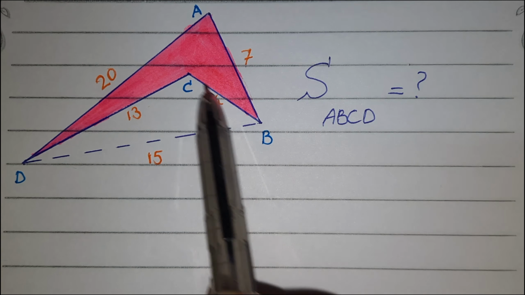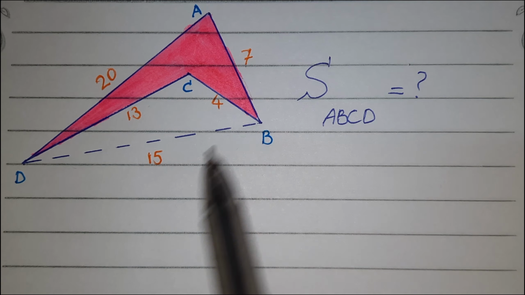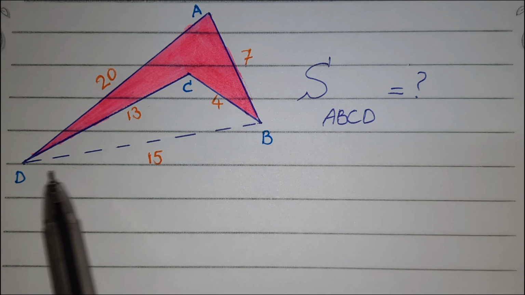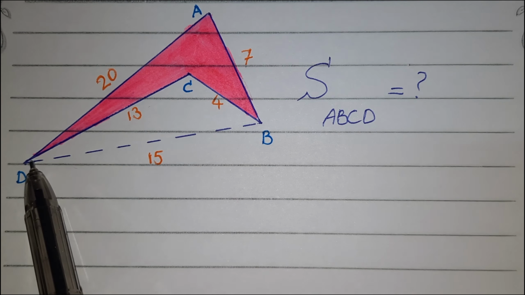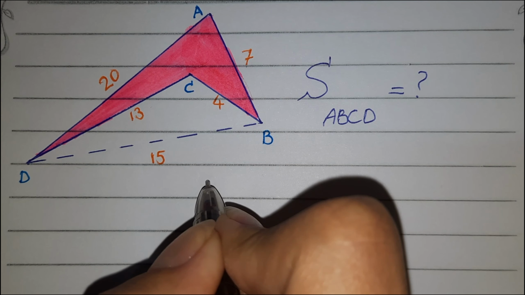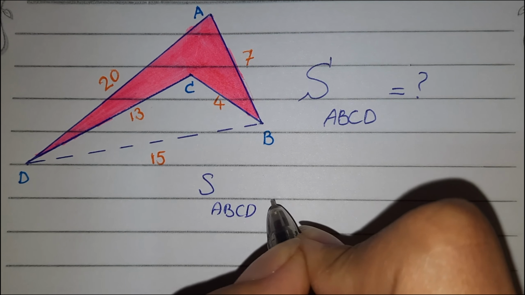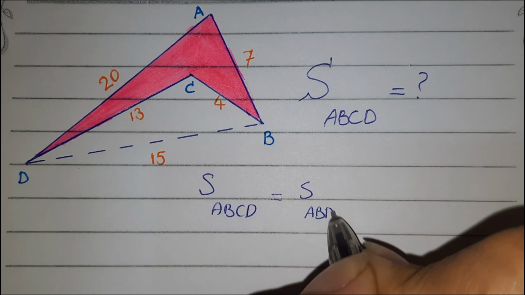Today we are going to calculate the area of the colored part. Since it isn't a regular shape, we don't have a formula for it. So the easiest way is to calculate the area of two triangles and then subtract them from each other.